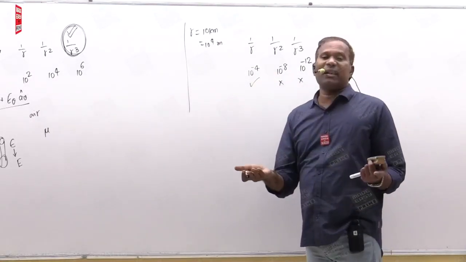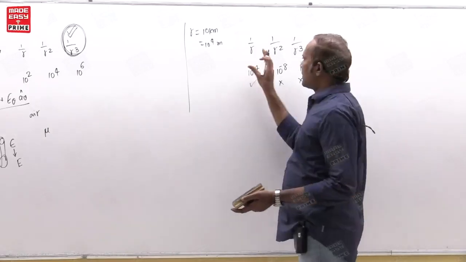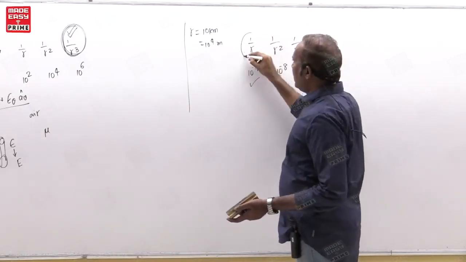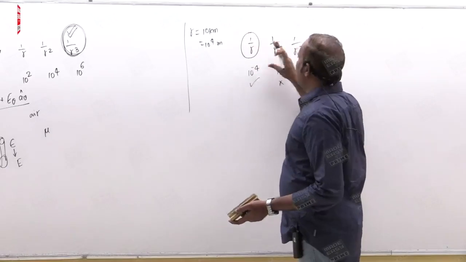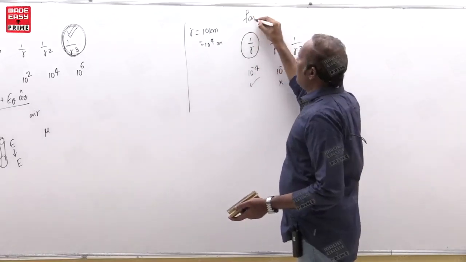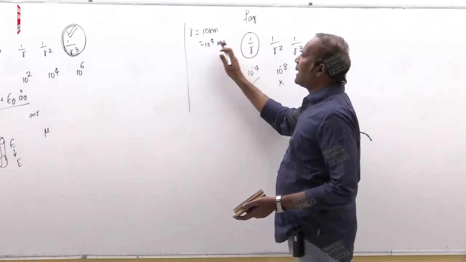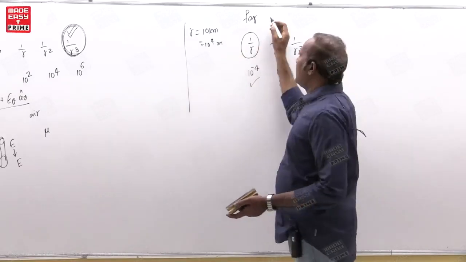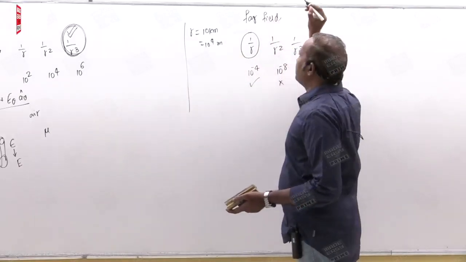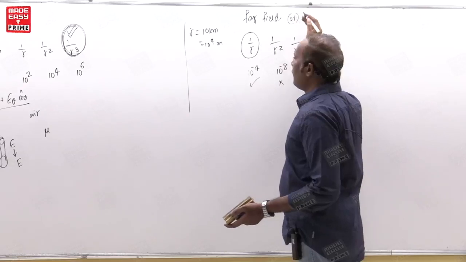At least you have to consider some term. This term you will be considering. So this term has the highest value at the far field. Far means at a higher distance. So it is called the far field.